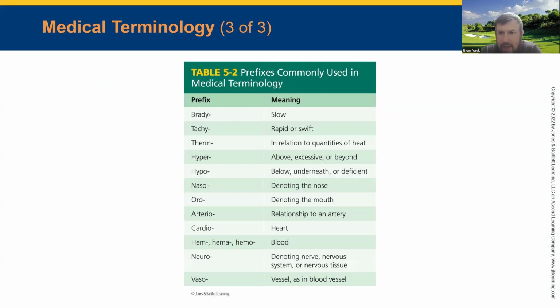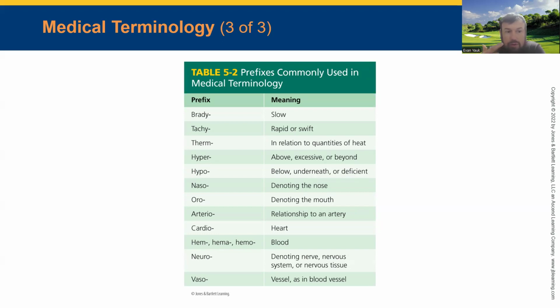Brady means slow. I personally come up with little tricks to learn these. So I think of Tom Brady because I'm not a fan, and he's slow. So Brady means slow. Tacky means fast. Therm is like thermometer, so it's temperature related. Hyper is high, so high energy, hyper. That's how I remember that. Hypo is low. Naso is going to be nose.